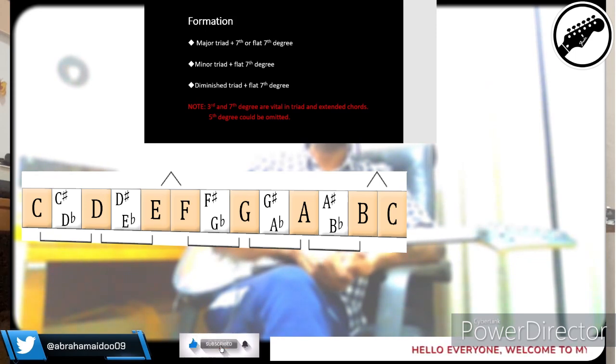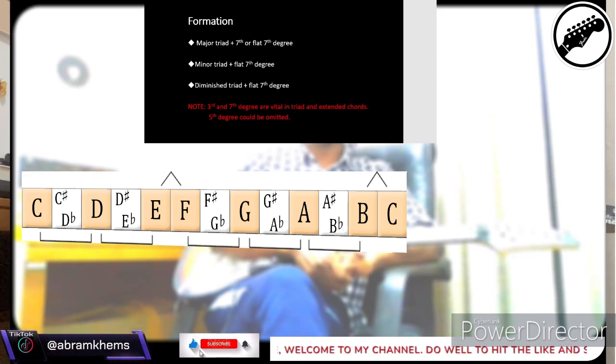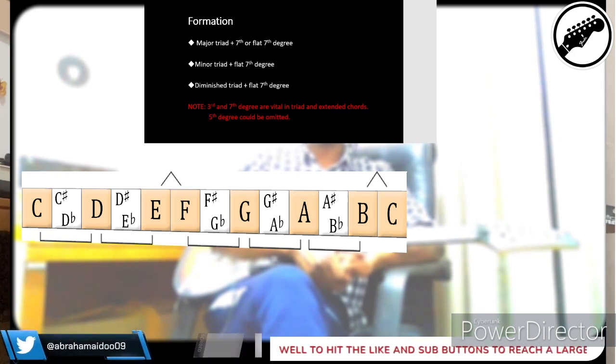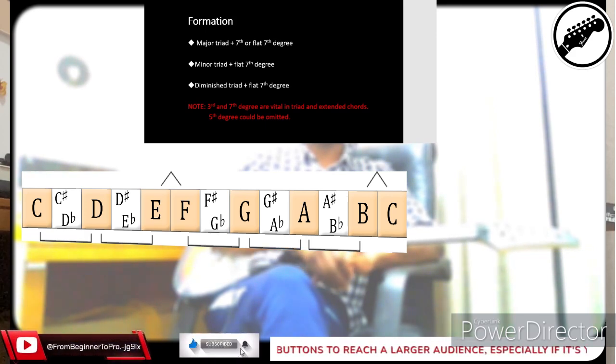So if you want to know a major chord, it is the third that would let you know that this is a major chord. If you want to know a minor chord, it's the third that will let you know that this is a minor chord. So the fifth is sometimes omitted because it is not entirely important.